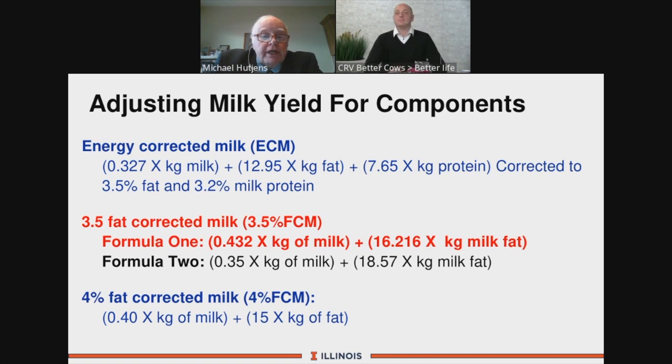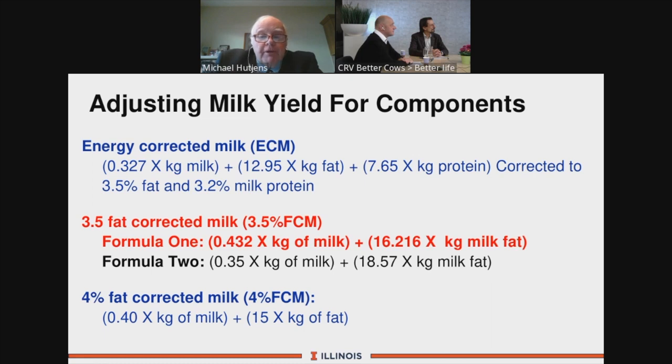is the first one, the 3.5% fat-corrected milk. And there is your formula. It's fairly simple in this form. In fact, some of our farmers have that in their management systems listed there.